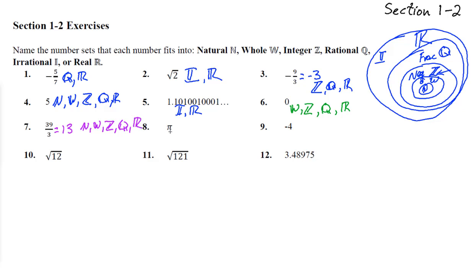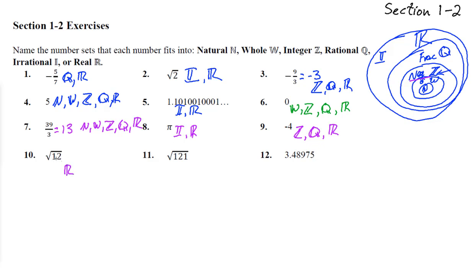All right, here we have pi. Pi is one of those special numbers. We use it as pi because we can't write it as a fraction. It is irrational, and of course, real. Number 9, this is negative 4. So the negatives start with Z. That would mean it's also rational because it's a fraction, 4 over 1, and it's real. All numbers we have are real.